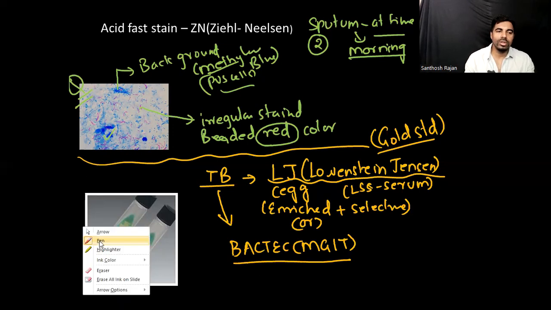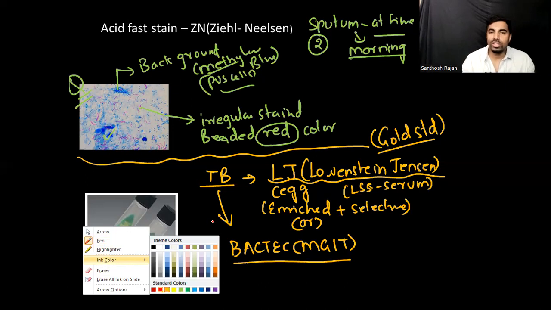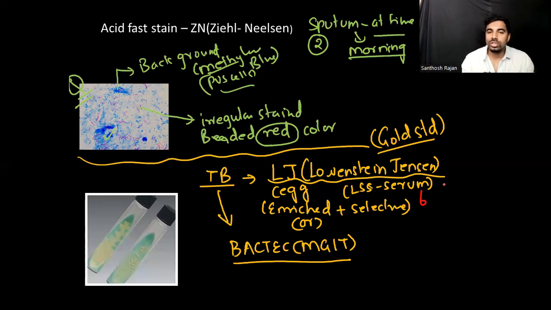Your Lowenstein Jensen media takes 6 to 8 weeks. It is a very long time, you have to wait for 6 weeks. But with BACTEC, in 1 to 2 weeks you will get the culture report, whether positive or not. You got it? 6 to 8 weeks and 1 to 2 weeks. That's the difference.